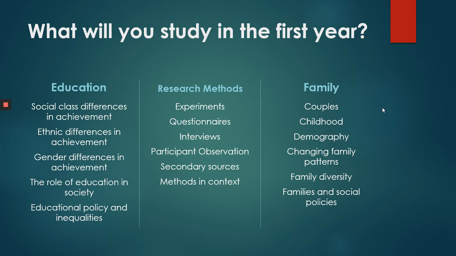And then the second part is methods in context. In methods in context, you get to apply your sociological knowledge to one of the research methods that we've learned about, including strengths and limitations. So, for example, if I wanted to research teacher labelling and the impact this had on working class and middle class students, I could give teachers a questionnaire. The chances are that they may not be truthful.